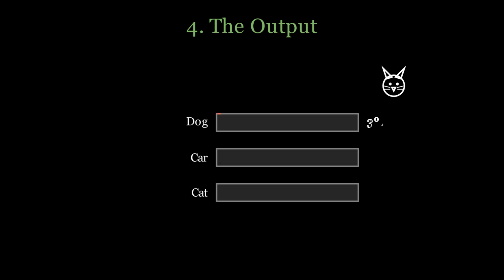It calculates a confidence score. It might say, I am 3% confident this is a dog, 1% confident this is a car, and 95% confident that this is a cat. And just like that, the AI has successfully seen the image.